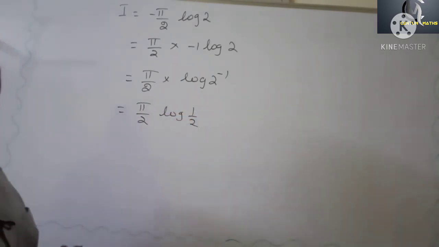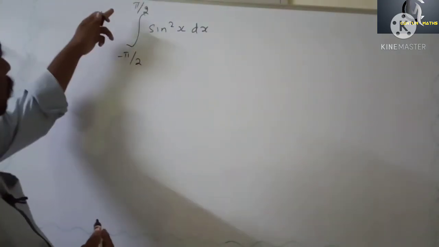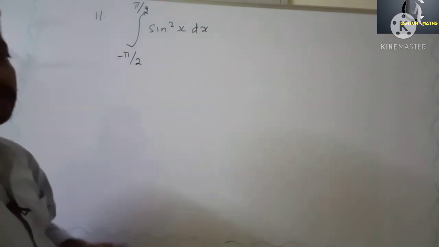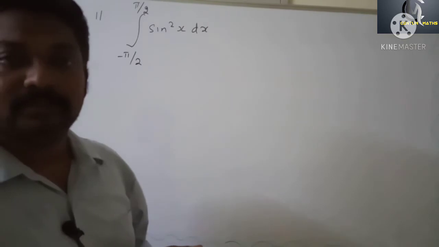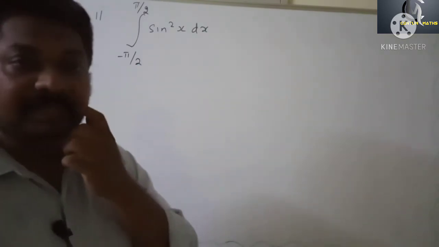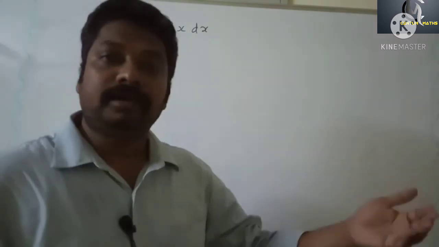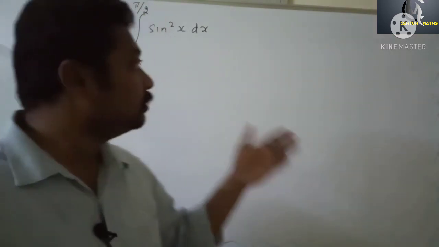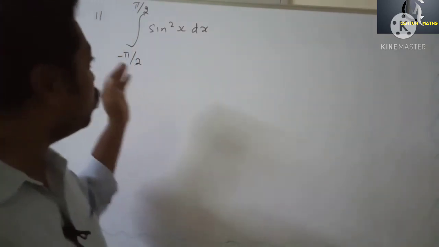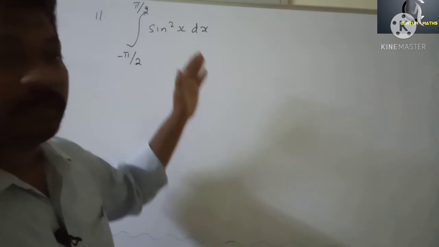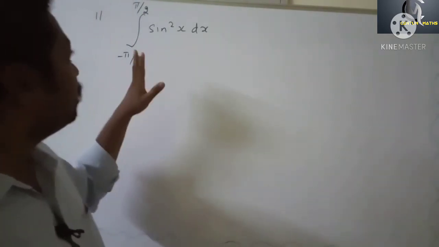We discuss the 11th question now. Integral minus pi by 2 to pi by 2 sin square x dx. In an integral function, if we change the sign of x and the function remains the same, it is called an even function. And if you change the sign of x and the function becomes negative, then it is called an odd function. In case of an even function, it becomes 2 times integral 0 to pi by 2 sin square x dx. In case of an odd function, it becomes 0.